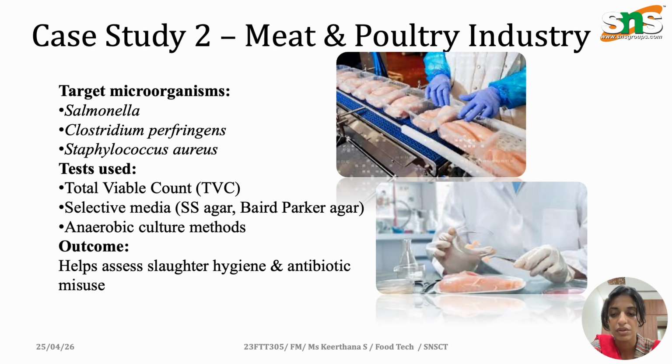Then let's see a gist of meat and poultry. If we take meat and poultry, the target microorganism, as we all know, is going to be Salmonella. And also we have Clostridium and Staphylococcus. Tests include total viable count, selective media, and anaerobic culture. This helps evaluate hygiene during slaughtering and detect antibiotic misuse.